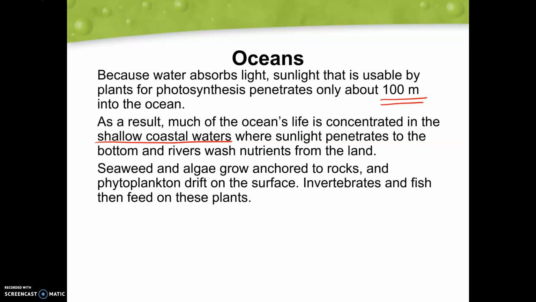So seaweed and algae are going to anchor to these rocks, where phytoplankton drift on the surface. So these two organisms are anchored, while the phytoplankton are going to drift a lot more, and this is going to allow them to be those producers in the open ocean, which is really important. And we're also going to see invertebrates and fish feeding on these plants. So all this life is happening where the light penetrates in our photic zone.